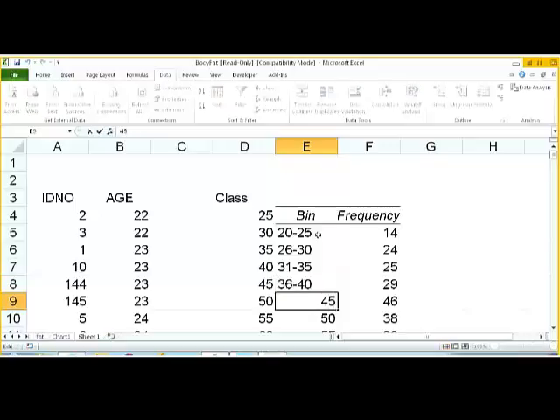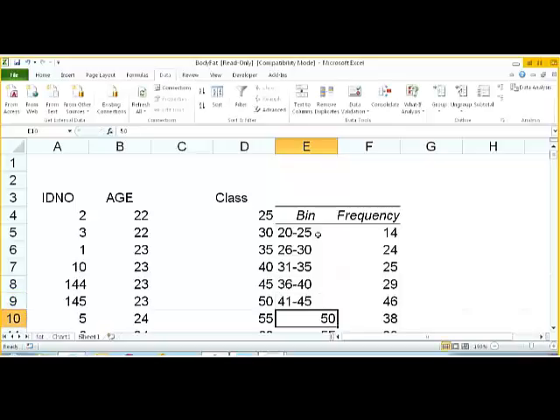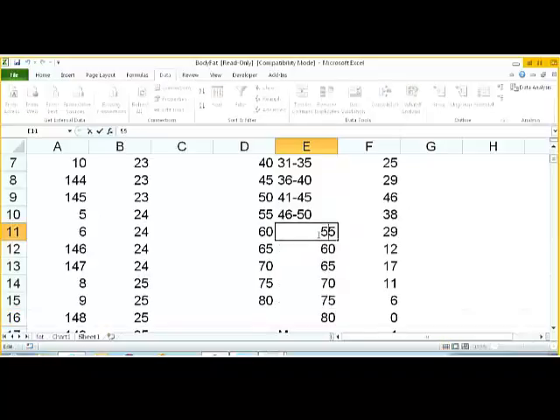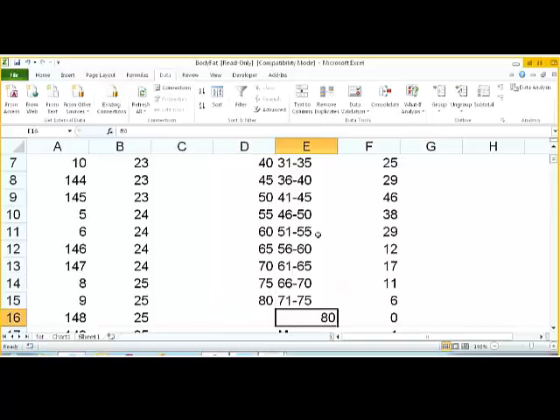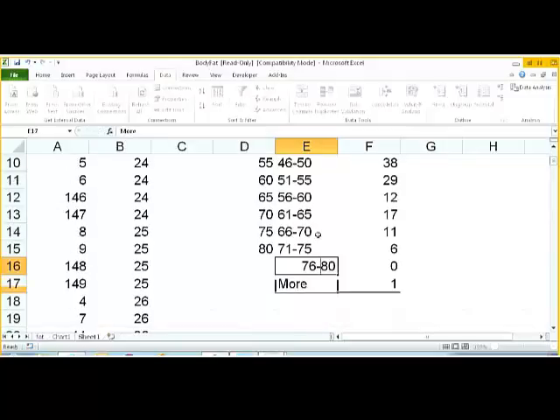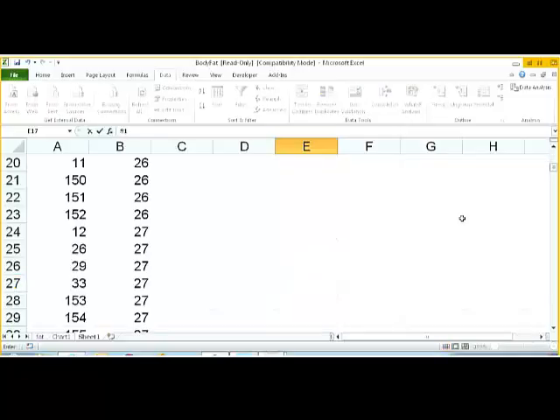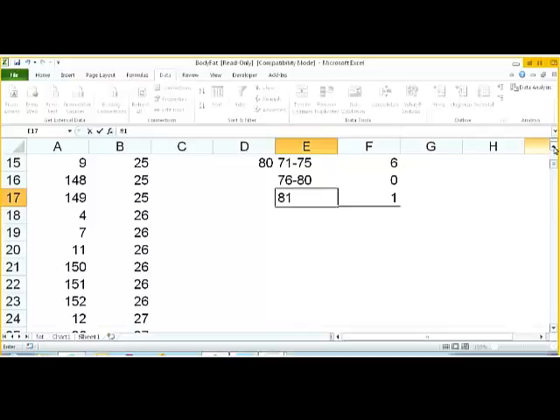And so you can just edit these things and put in... whoops, I don't know what happened there.